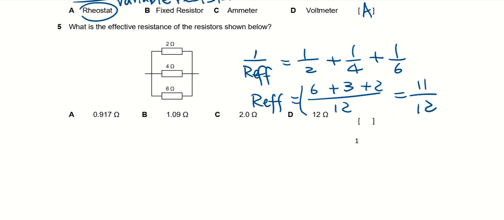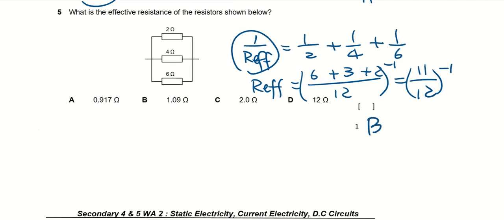But we need to flip it, right? Because this is 1 over REFF, so we flip the fractions on both sides. We'll get 11 over 12, we flip it, and we get the answer of B, 1.09 ohms.